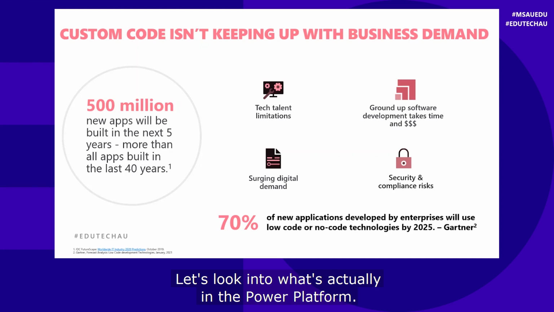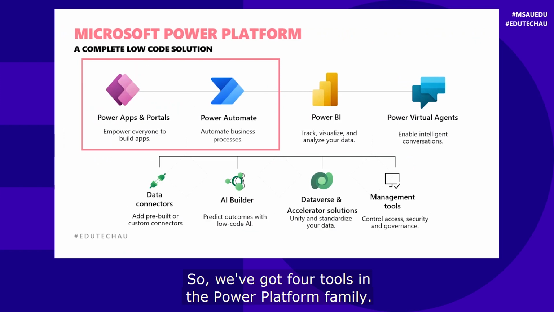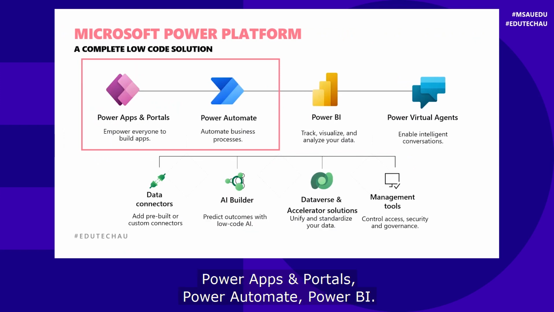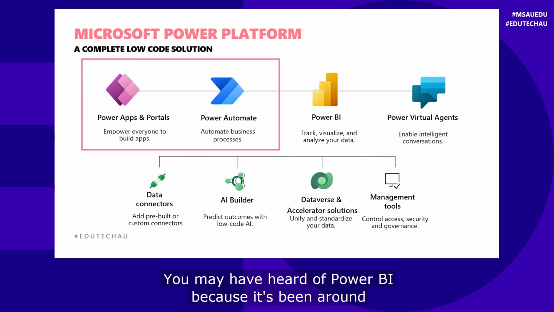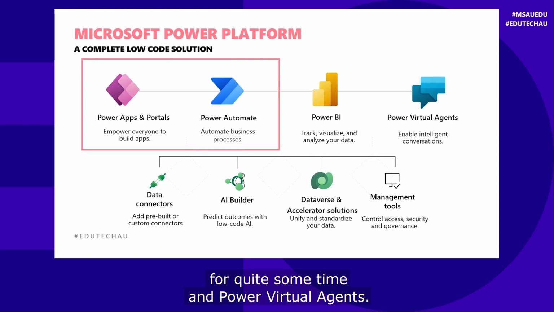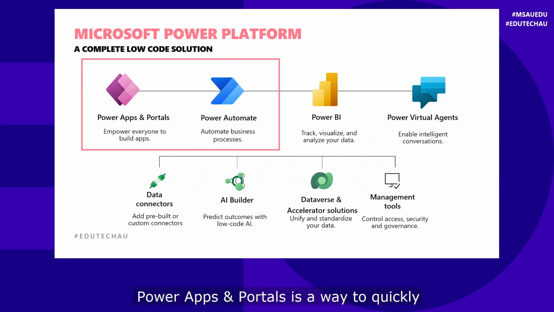Let's look into what's actually in the Power Platform. So we've got 4 tools in the Power Platform family: Power Apps and Portals, Power Automate, Power BI. You may have heard of Power BI because it's been around for quite some time, and Power Virtual Agents. Power Apps and Portals is a way to quickly build applications for your internal staff, and portal capability to actually interact with external people to your organization.